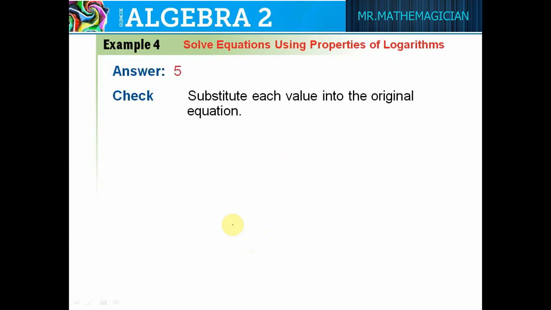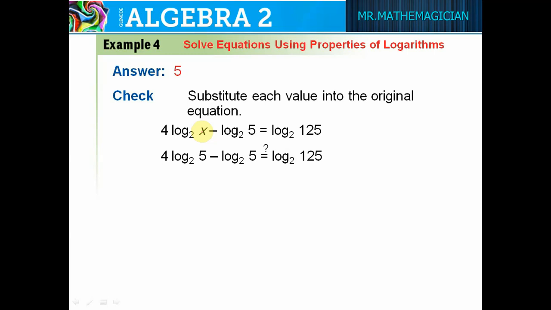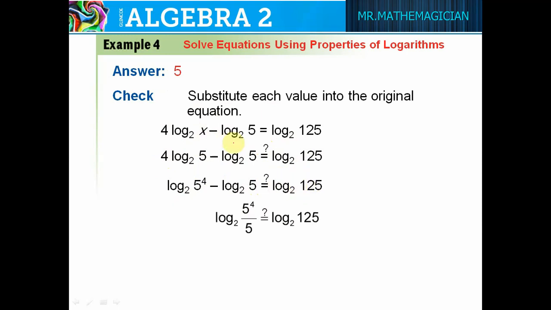Let's check our answer. Will it make the left hand side the same as the right hand side or not? We will replace x as 5 and we will see. Replace x as 5, this is your answer, and let's check whether it will be the same as log 125 base 2 or not. So take 4 to the power, it will be log 5 power 4 base 2 minus log 5 base 2, and the question is, is it the same as log 125 base 2? Now the minus, reverse the rule and it will be quotient. So log 5 to the power of 4 over 5, will it be the same as log 125 base 2 or not?